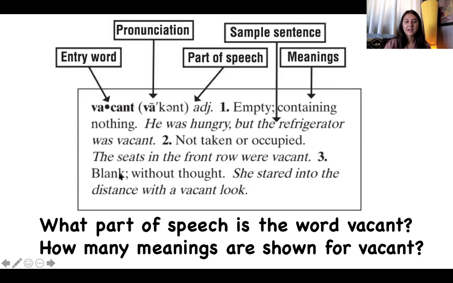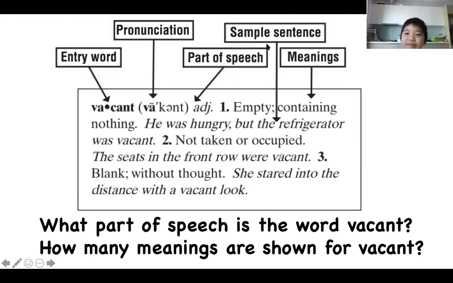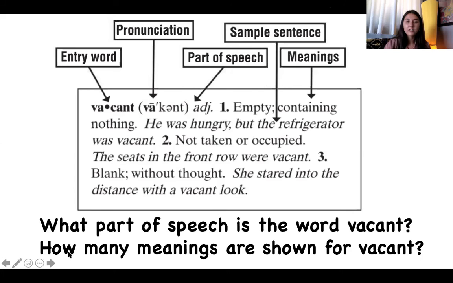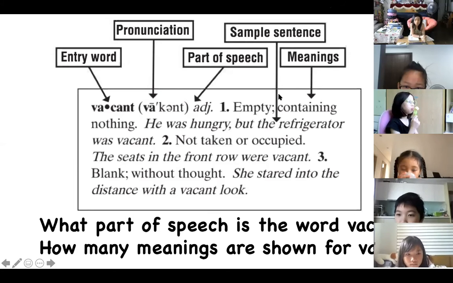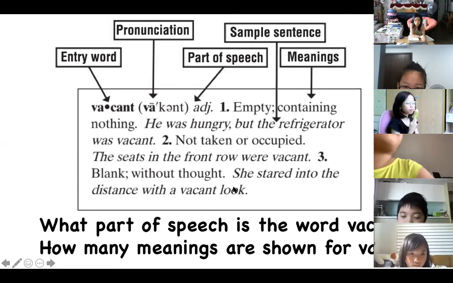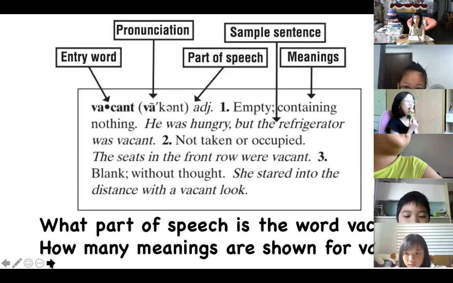Okay, have a look here, guys. What part of speech is the word vacant? Simon. Adjective. Good job. Well done, Simon. It is an adjective. Well done. Now, have a look at this question. How many meanings are shown for vacant? Zui Ming. There are 3 meanings. Good job. We've got 3 meanings here with 3 different example sentences.